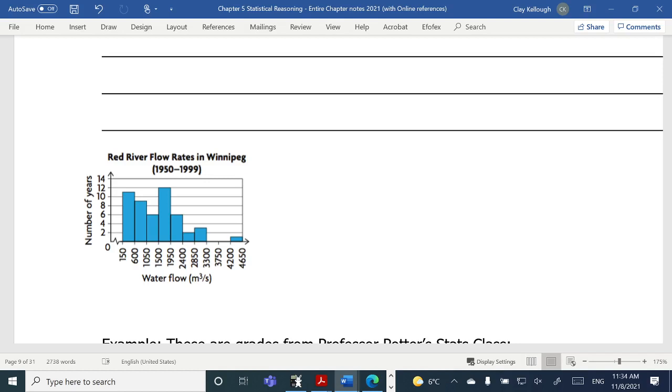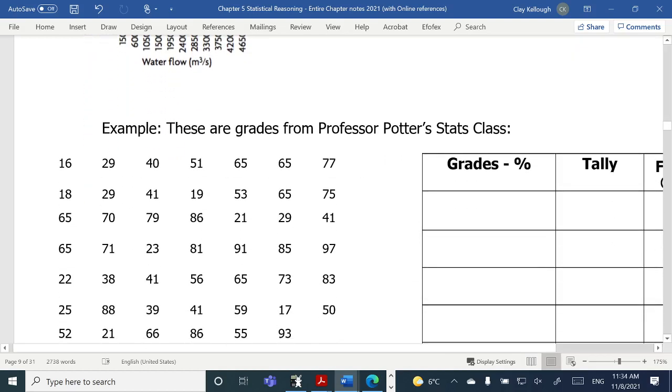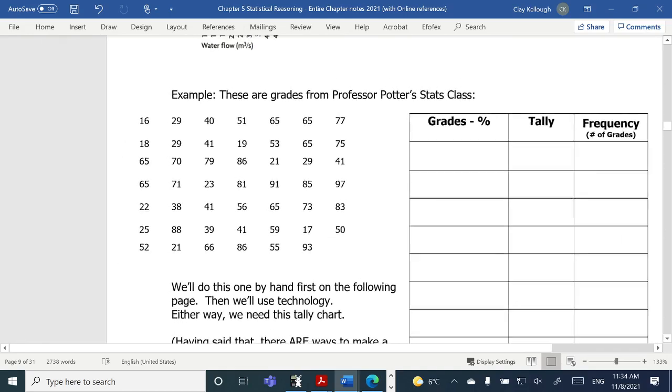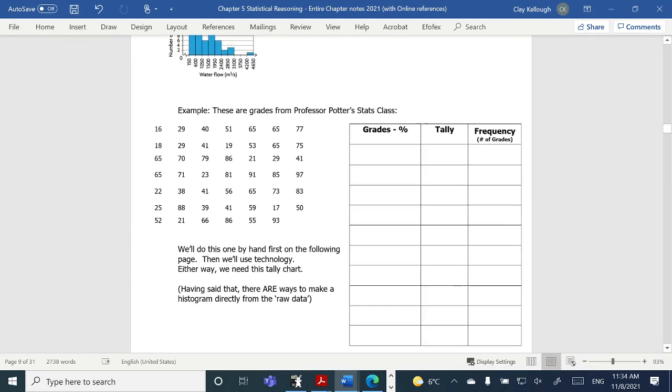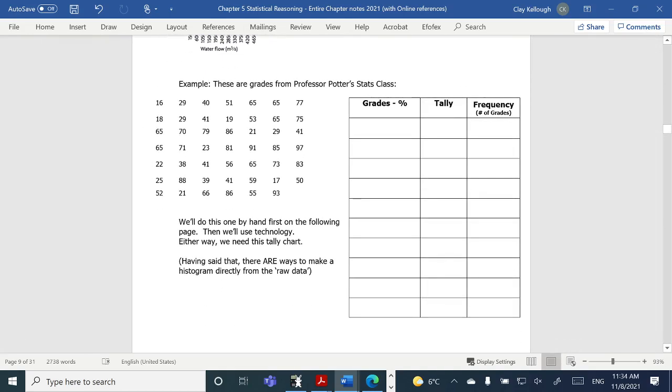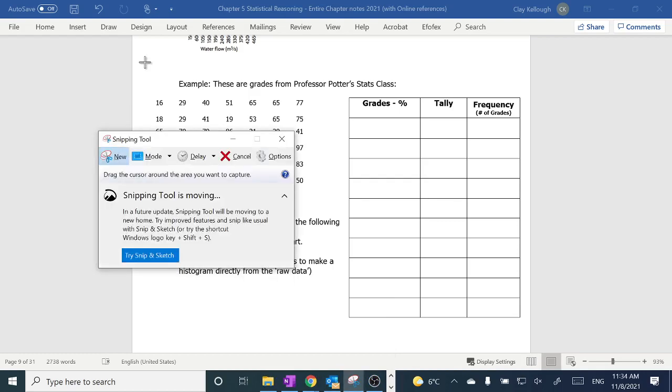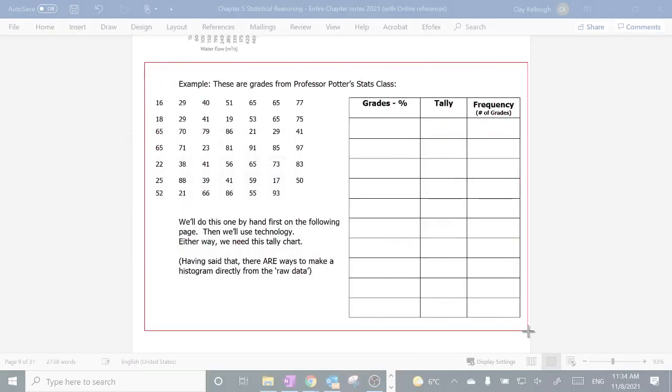So we're going to make one of these ourselves. We're going to do the first one just with paper and pencil. We're just going to use paper and pencil and just try to draw on it. So these are the grades from Professor Potter's stats class. You know what? I'm going to recopy this so that we can draw on it better. I'm going to copy it with my snip tool. I tried Control V-ing it and that didn't work so good. New. So we're going to make a tally chart here.